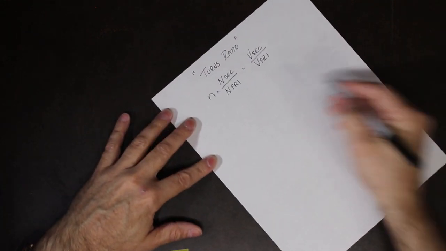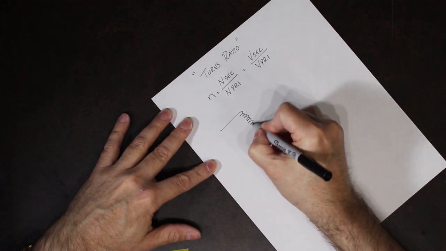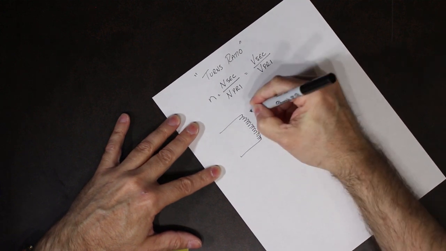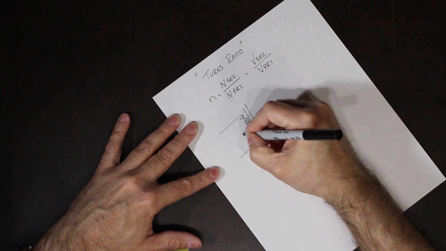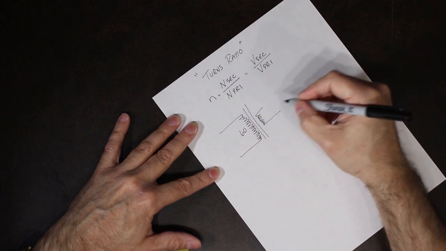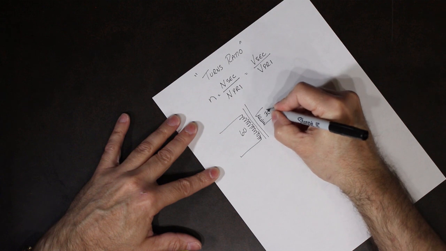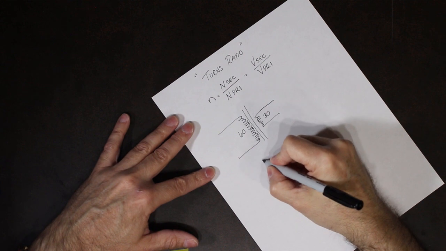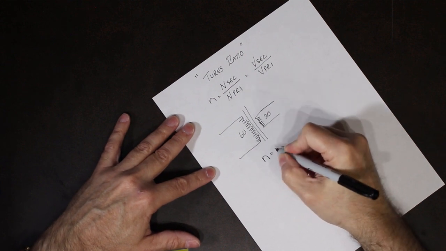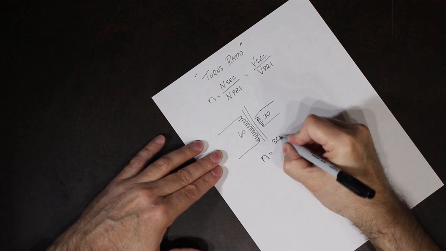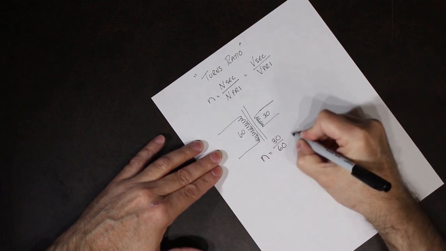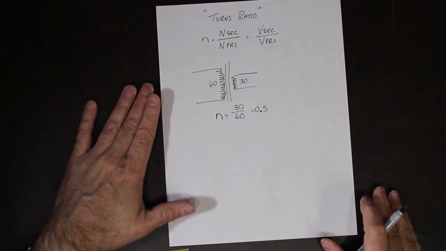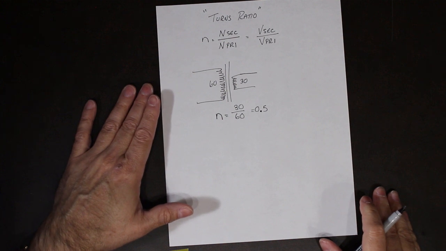So how does that actually work? Let's say I have a transformer. If I have on that transformer 60 turns on the primary side and 30 turns on the secondary side, that gives me a turns ratio equal to the secondary, which is 30, divided by the primary, which is 60, which is equal to 0.5. So a turns ratio of 0.5. That's what my turns ratio happens to be in this example.